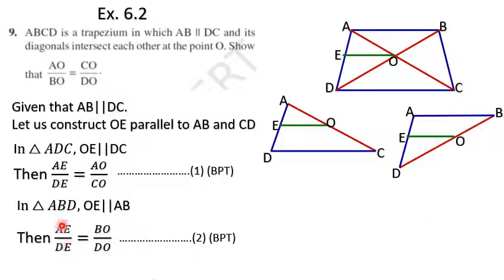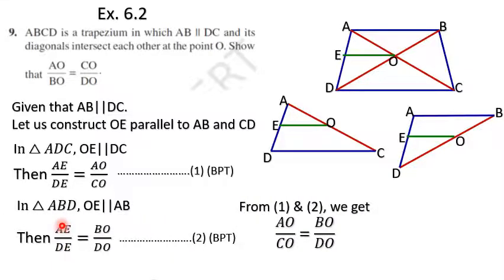Now look into equation 1 and 2. LHS is the same. So let us equate RHS. So we get AO by CO is equal to BO by DO. But we have to prove AO by BO. It is AO by CO here. So what we will do, that BO we will bring here and CO we will send there. So we get AO by BO is equal to CO by DO.